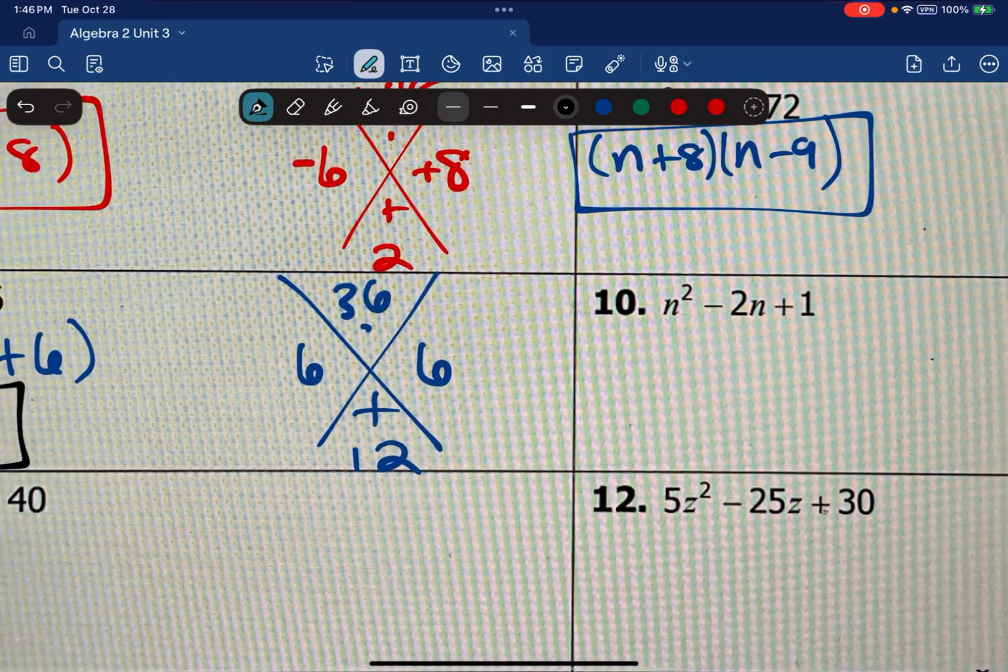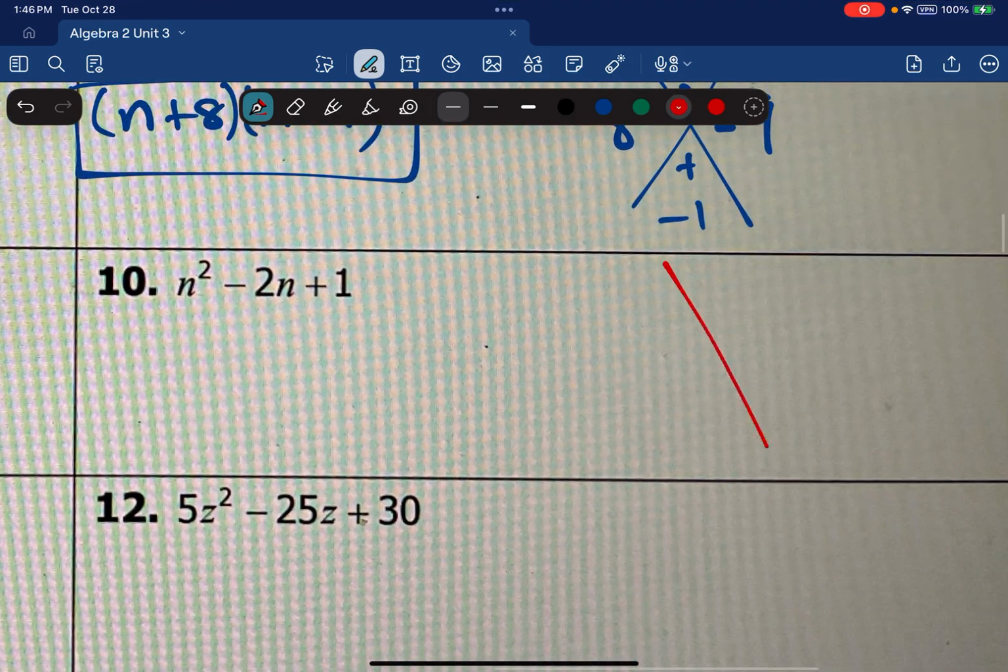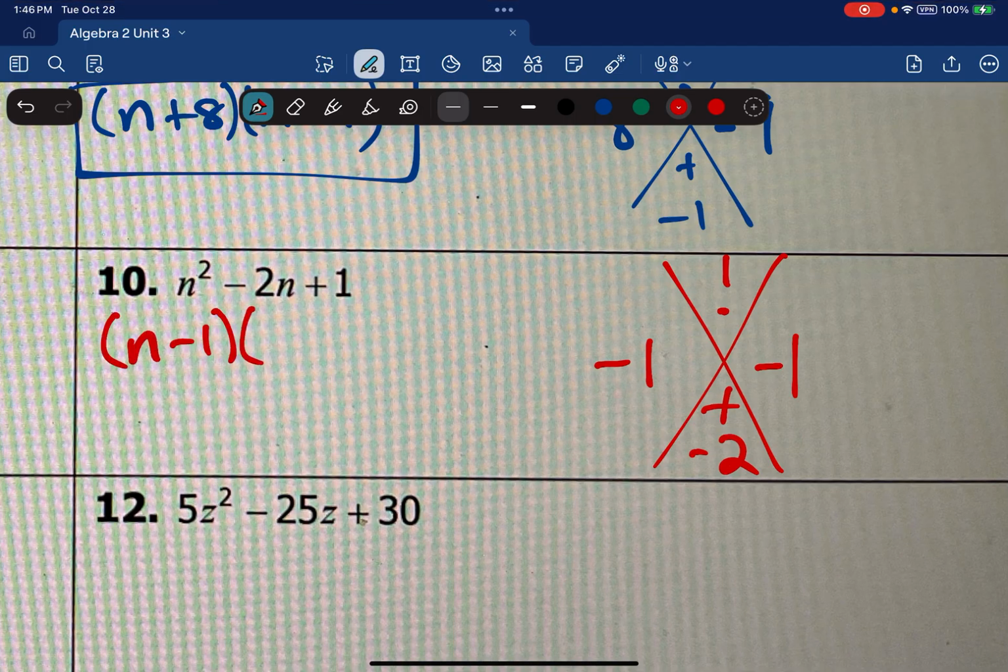All right, continuing right along. Two numbers that multiply to be 1 but add to be negative 2. 1 times 1 is 1. Negative 1 times negative 1 is 1. Negative 1 plus negative 1 is a negative 2. So n minus 1 times n minus 1, or n minus 1 squared.